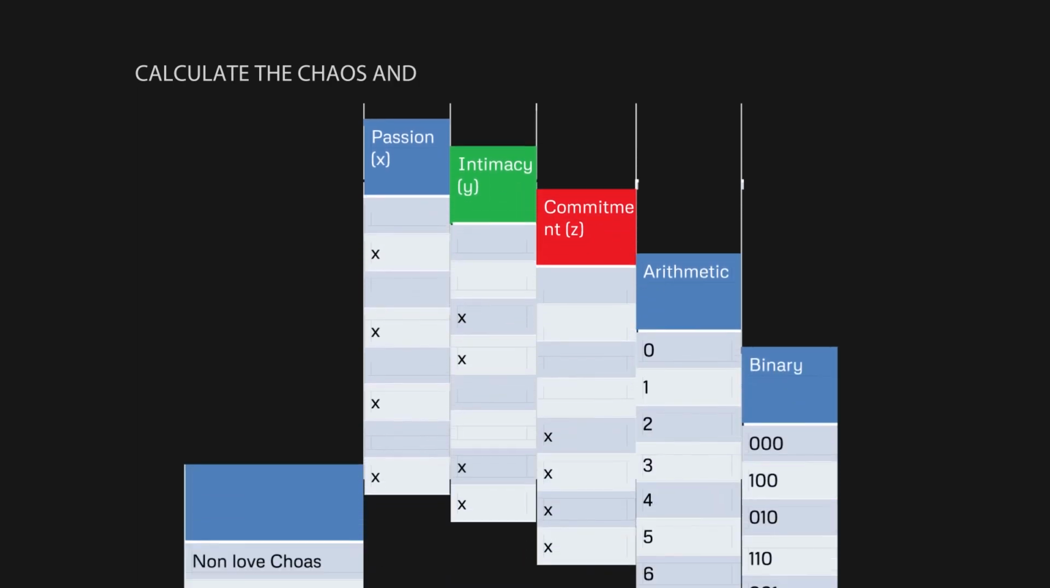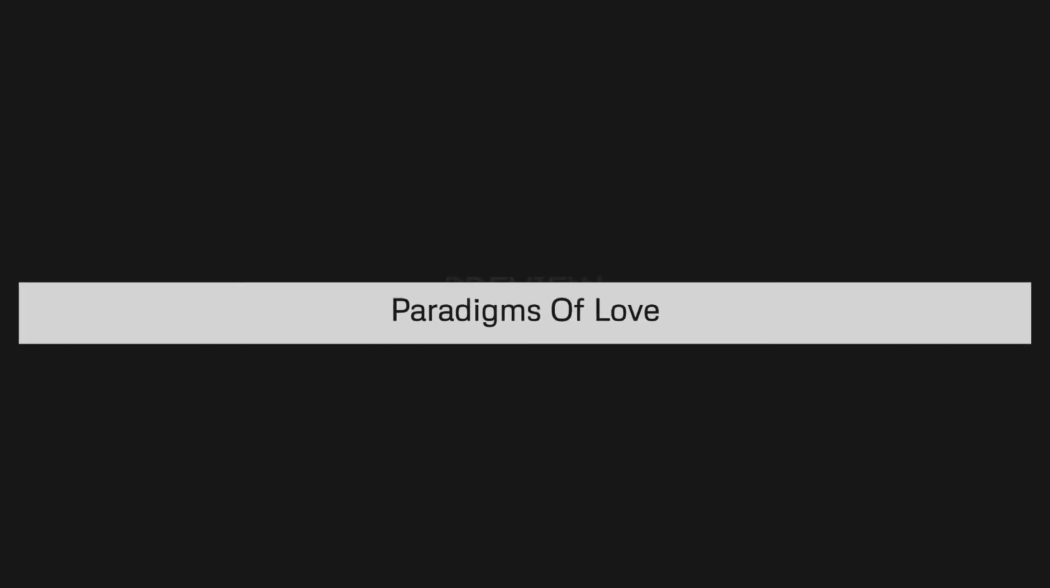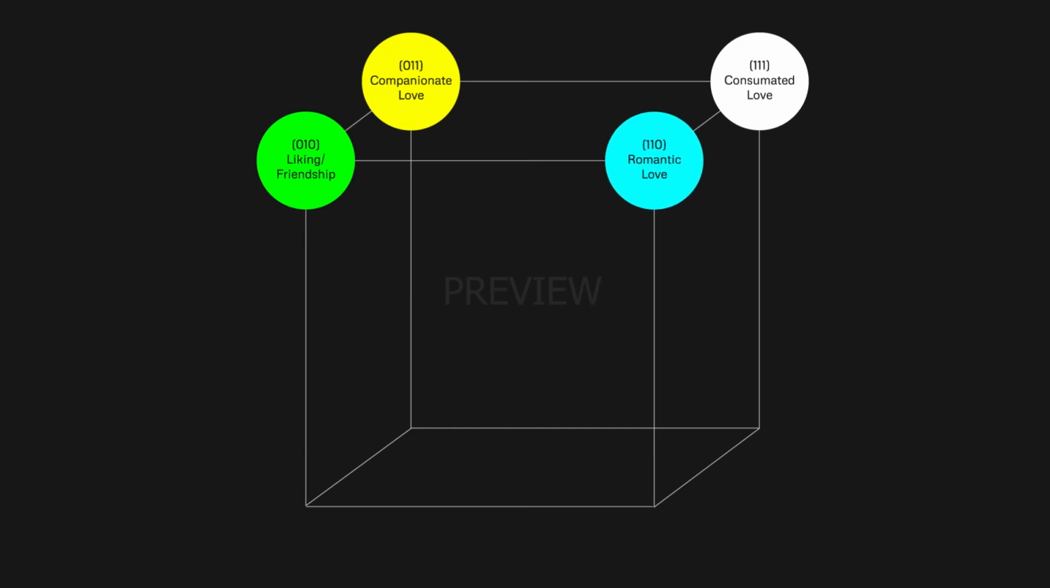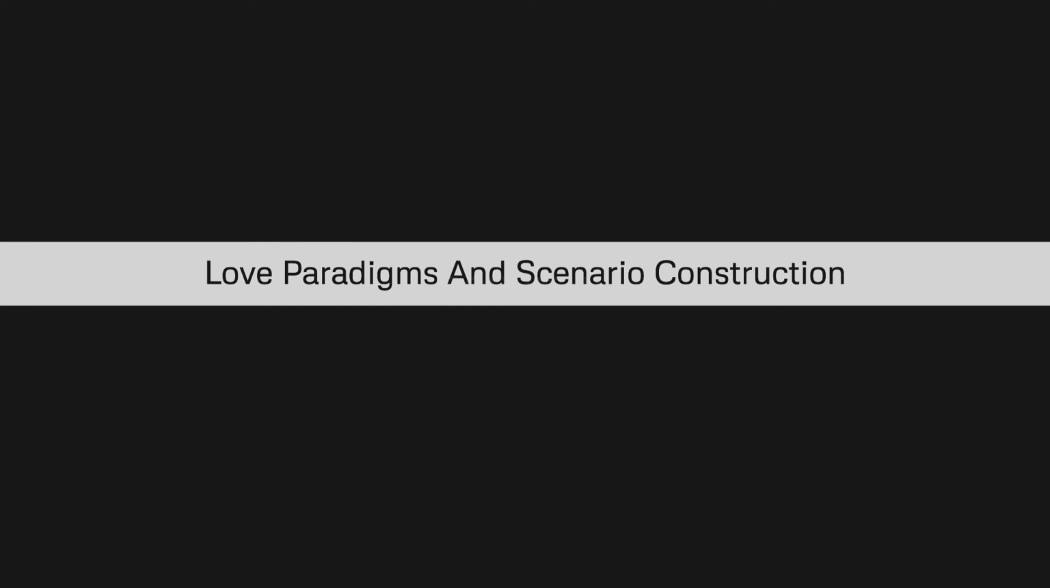Rule number 5. Calculate the chaos and order, as well as the other 6 paradigms. Paradigms of love. 011, compassionate love. 111, consummate love. 110, romantic love. Intimacy. 001, empty love. 000, non-love. Passion. 100, infatuated love. Commitment. 101, fatuous love. Love paradigms and scenario construction.